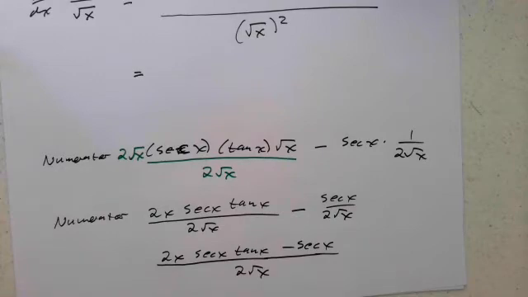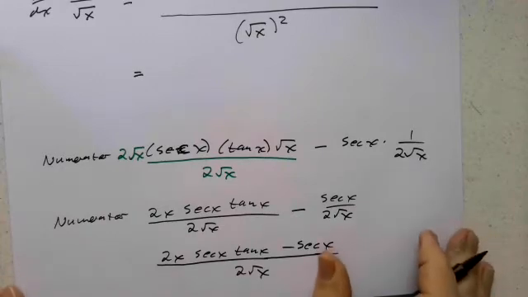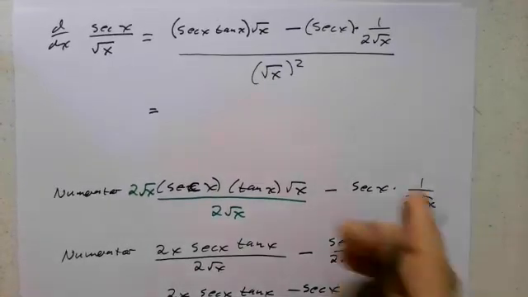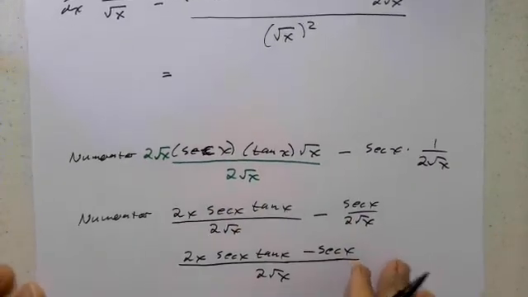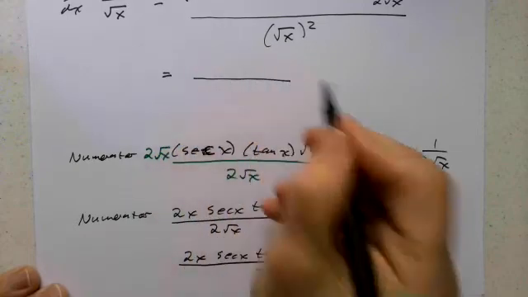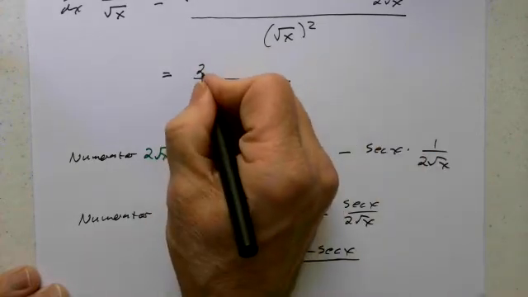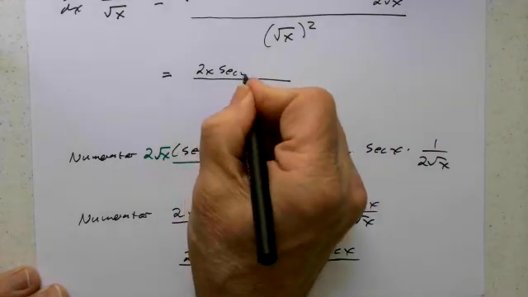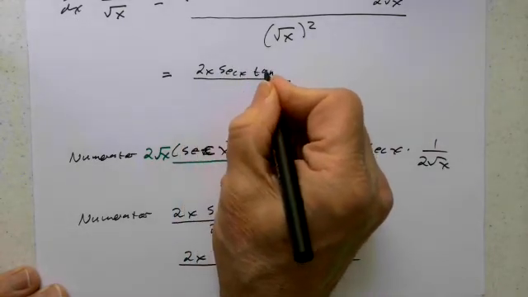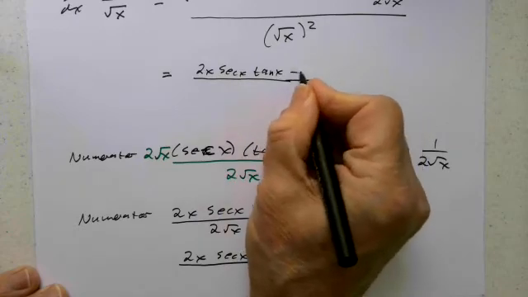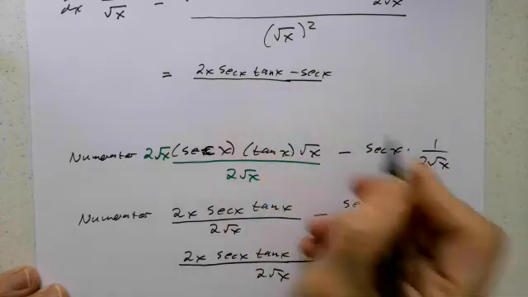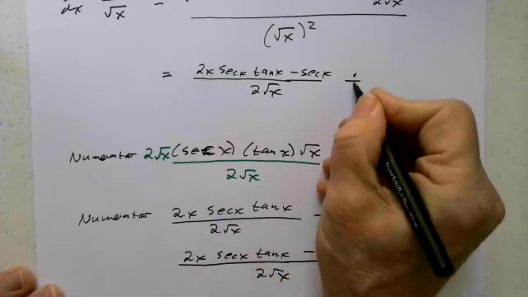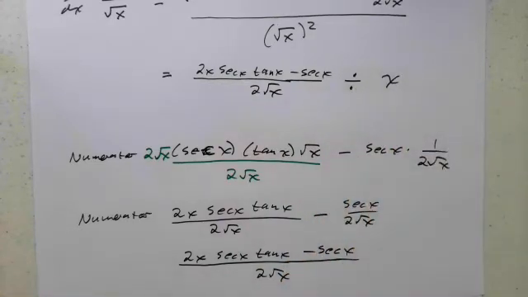That's the numerator. And what's the denominator? The denominator here is just x. So I'm going to write my numerator down here: 2x sec x tan x minus sec x over 2 root x. That's my numerator divided by what's on the bottom. Root x squared is just x.